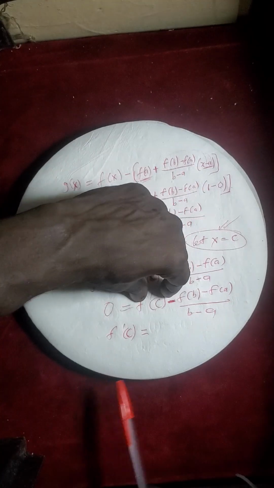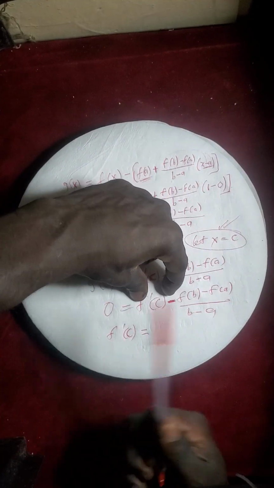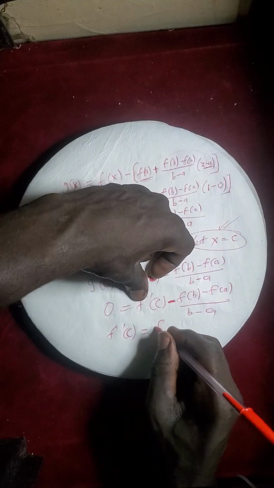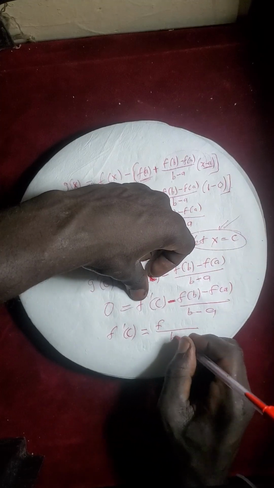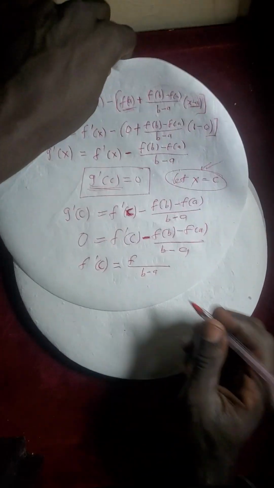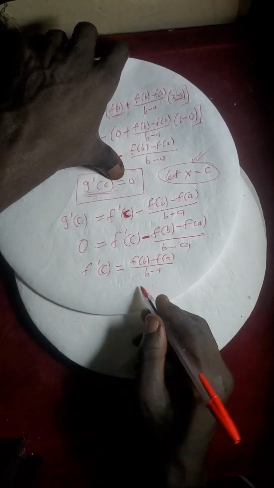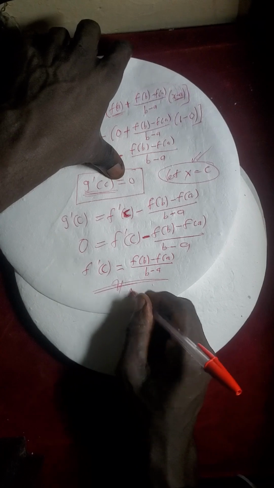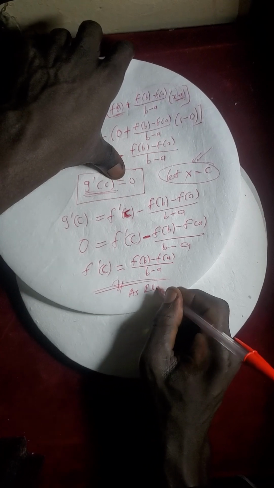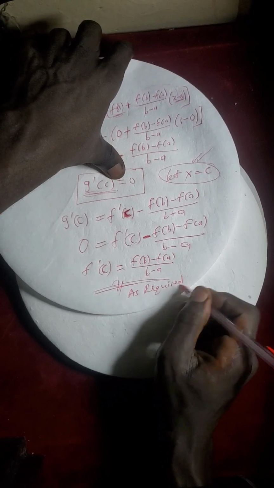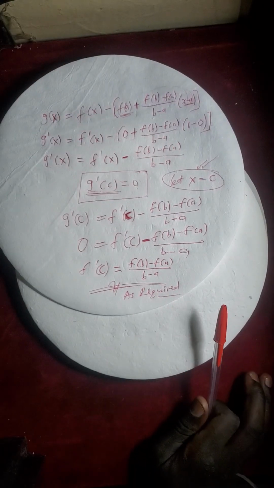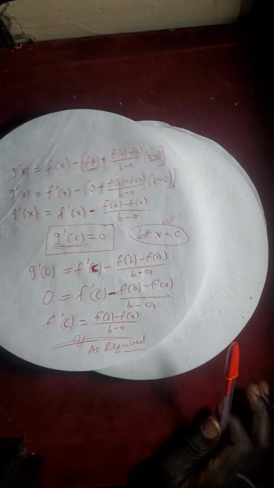This one is still positive, which we have written. This thing, when it goes the other side, it becomes positive also. So that is as required. This is what was needed to be proved. So that is our case there.